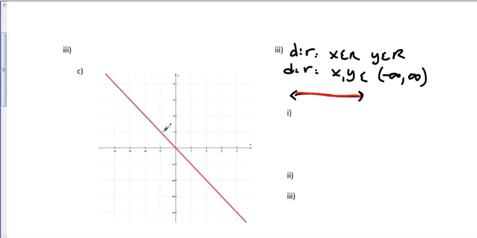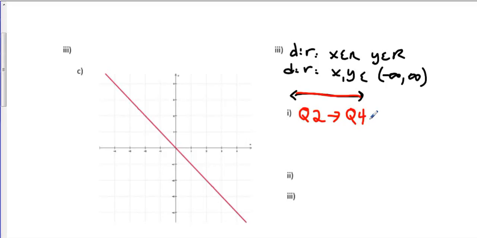And the end behaviors for this then, it's going to end in quadrant 2, and so it's sort of ending over there in quadrant 2 and ending over here in quadrant 4.